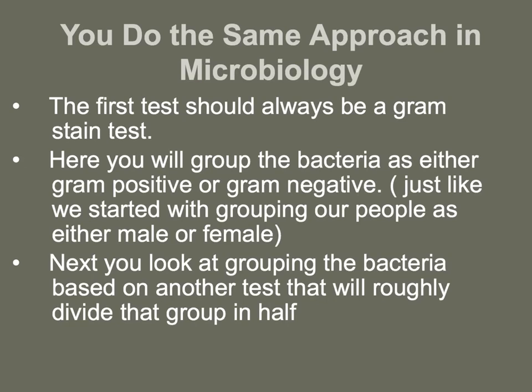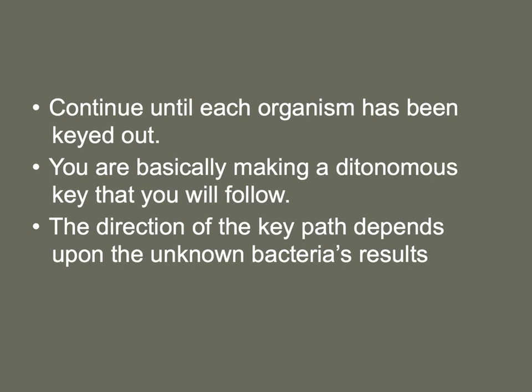And what this does is this then tells us, okay, this unknown bacteria is gram positive, and I can ignore all of the gram negative bacteria. Or this unknown bacteria is gram negative, let's ignore all of the gram positive. And then once we've done that, we'll take that list and then we'll look at another test we can do that will group the bacteria into a smaller group. So let's look at some examples. And as we look at the examples, just continue keying out your organism until you have identified that unknown.